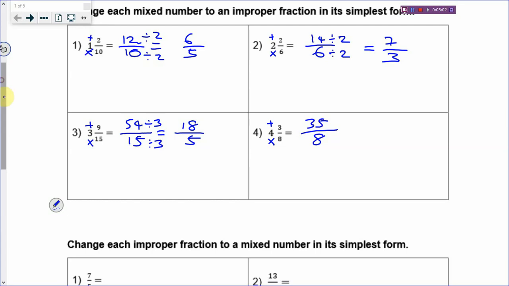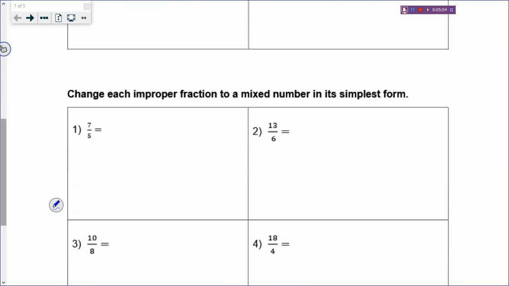Alright, now how about changing improper into mixed number? How do we reverse back? Now, 7 over 5 is the same as 7 divided by 5. When you have fractions, it's like dividing. So 7 divided by 5. You have 1 times 5, and then you get a remainder 2. So how do you change this into a mixed number? The quotient is your whole number, the remainder is the numerator, and the 5 is your denominator. So that is your mixed number.